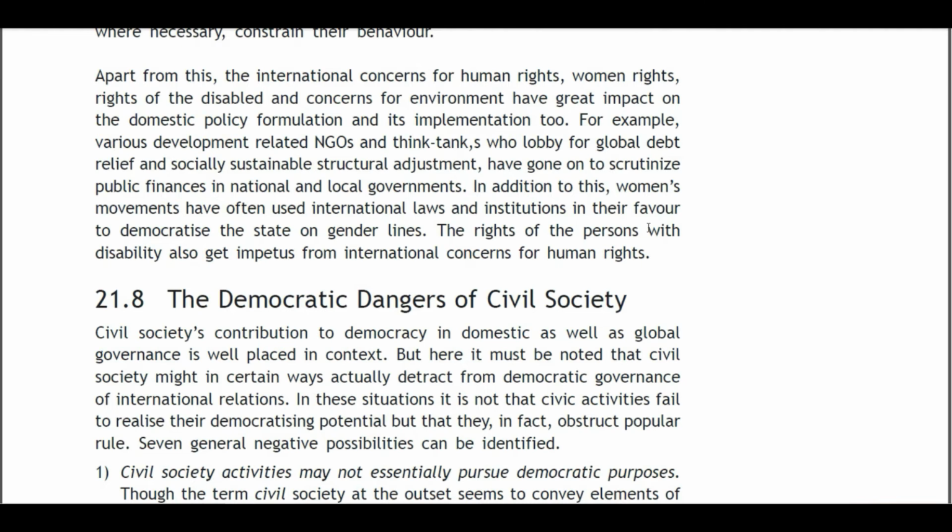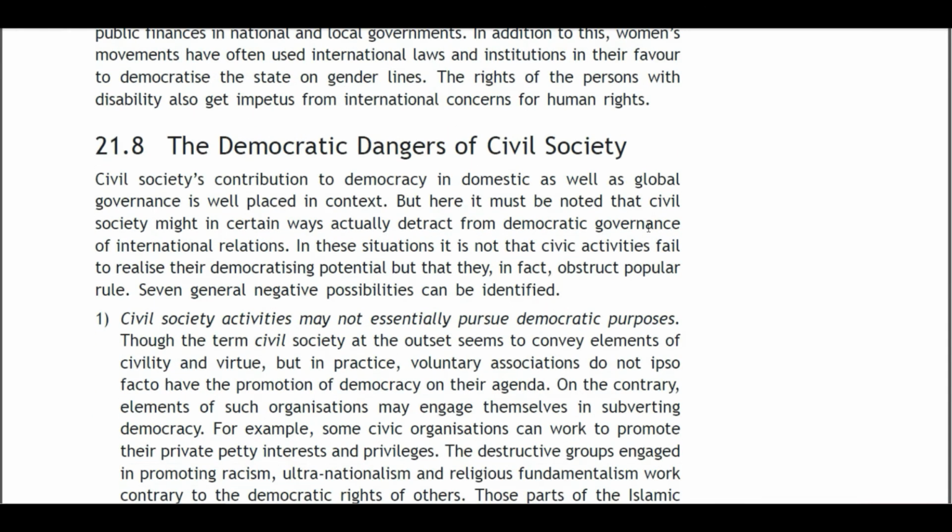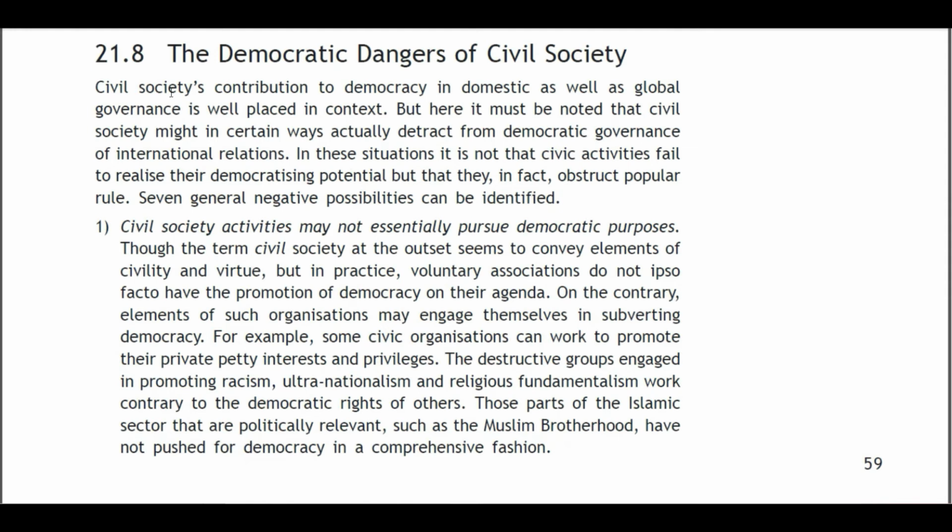21.8 The democratic dangers of civil society. Civil society's contribution to democracy in democratic as well as global governance is well placed in context. But here it must be noted that civil societies might in certain ways actually detract from democratic governance of international relations. In these situations, it is not that civic activities fail to realize their democratizing potential, but that they in fact obstruct popular rule. Seven general negative possibilities can be identified.